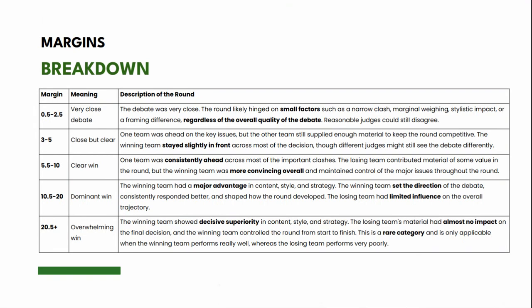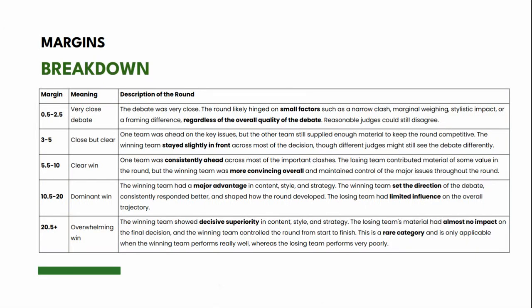If you then look at the margin between 3 to 5, the range then becomes close but clear. And the way you would understand that is yes, judges might view it differently. However, the winning team should likely stay in front or ahead across most of the decision. So, although it might be close, it should be clear that they are the winning team. The next band pushes it up even more. In this case, as you can see, one team should be consistently ahead, and therefore they should be overall more convincing, and that should be a clear win with no room for ambiguity.